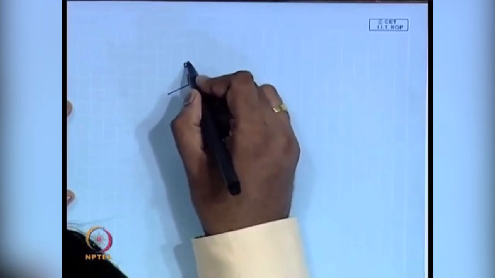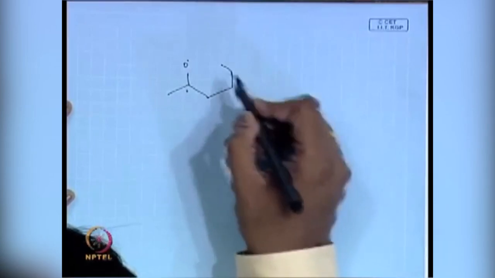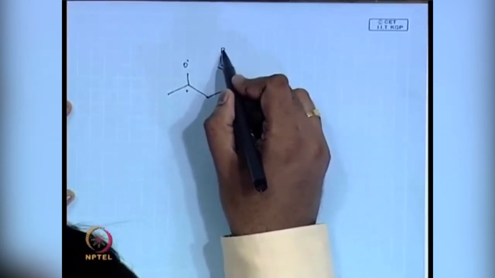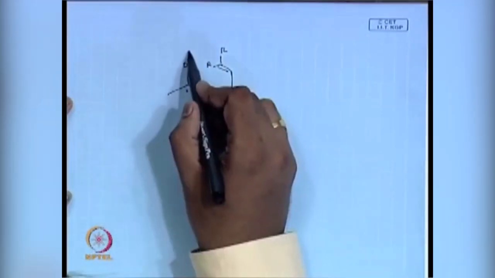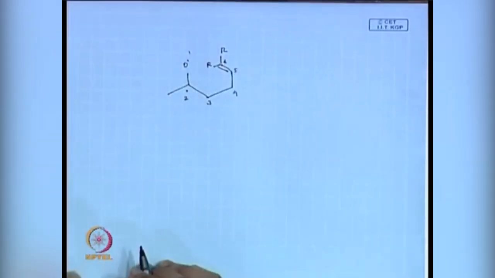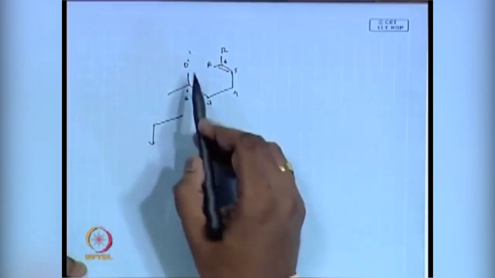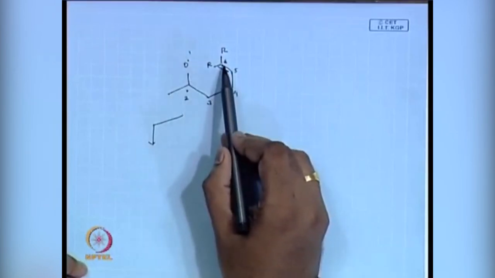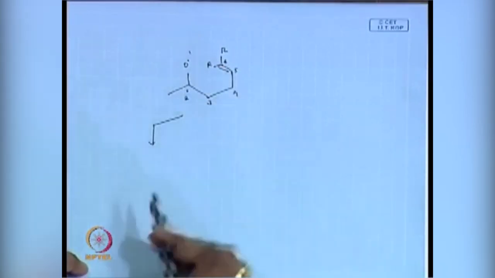So, can we think about reactions then? If I am getting a radical of this type, I can redraw. So, I can number 1, 2, 3, 4, 5, 6. Right. One way is that your O dot can add to your carbon C6, right. That is one possibility. So, if it happens, then what do you get?